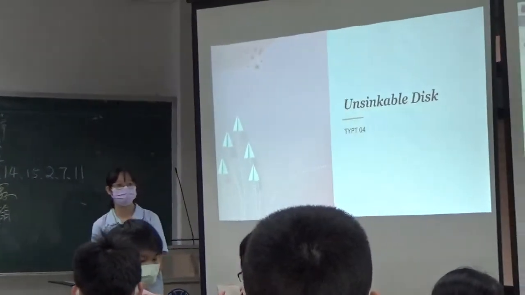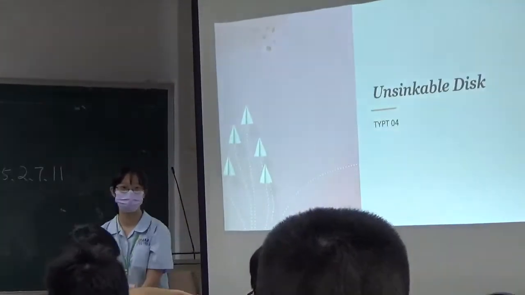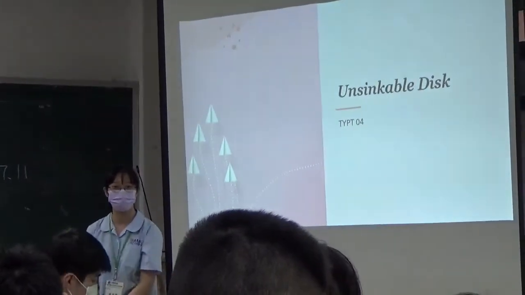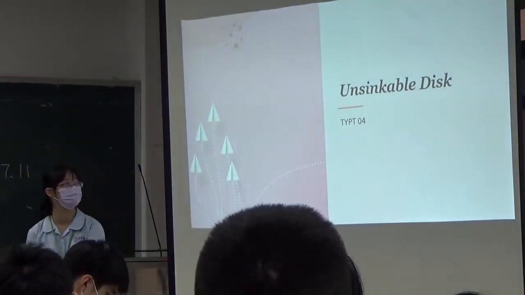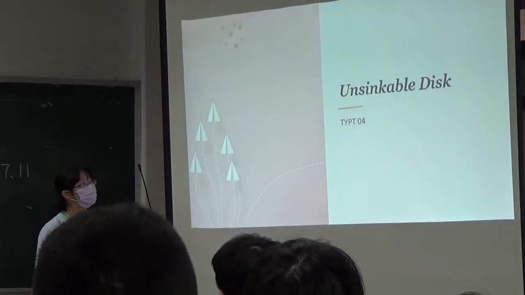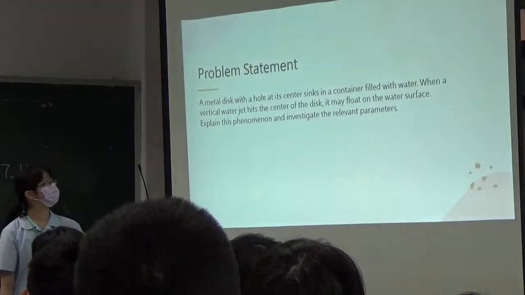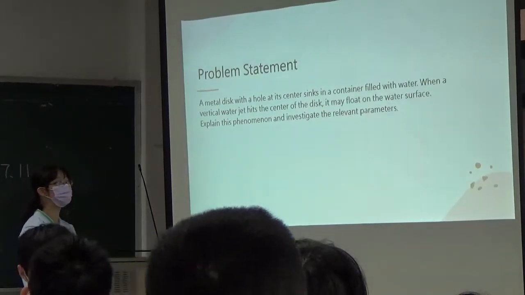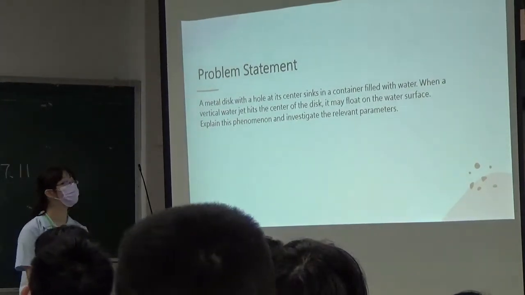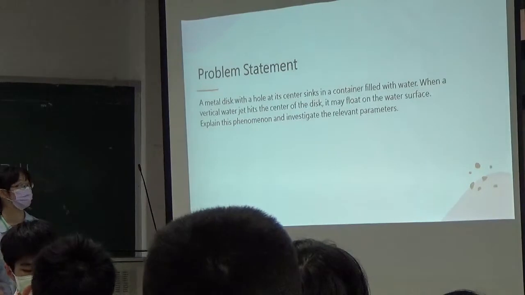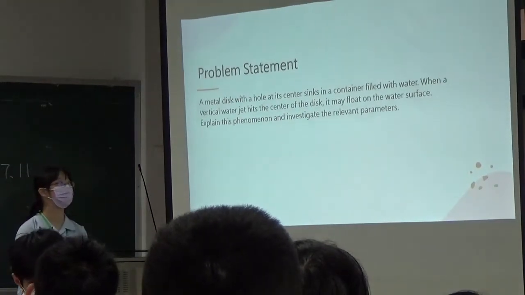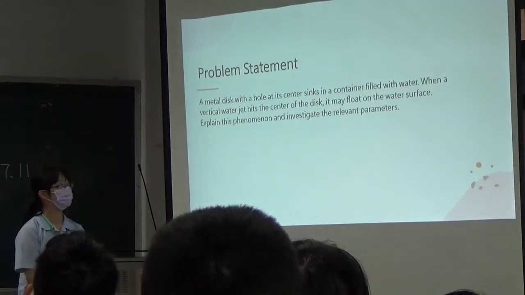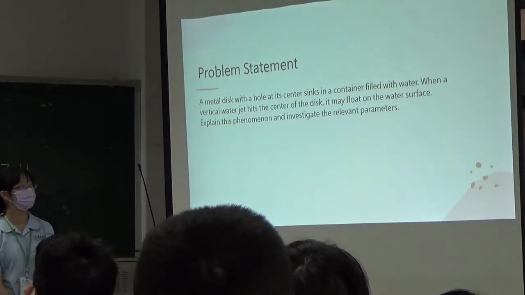Hello to all the juries and the competitors. I'm Surya Lu from Jai Senior High School, and I'm the reporter of question number 4, Unsinkable Disk. Here's the problem statement. A metal disk with a hole at its center sinks in a container filled with water. When a vertical water jet hits the center of the disk, it may float on the water surface. Explain this phenomenon and investigate the relevant parameters.